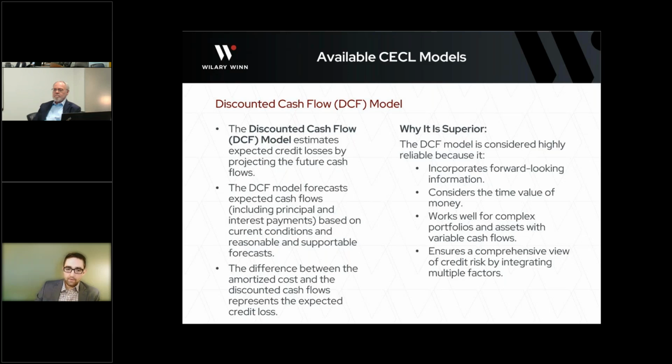So yes, the DCF model does take a lot of data and more operational effort, but in turn, it gives you the most comprehensive, risk-sensitive, forward-looking loss estimate that you're going to get, making it a great fit for any of those portfolios where we have a lot of variability in credit quality, changes in collateral value, or just general exposure to market volatility.